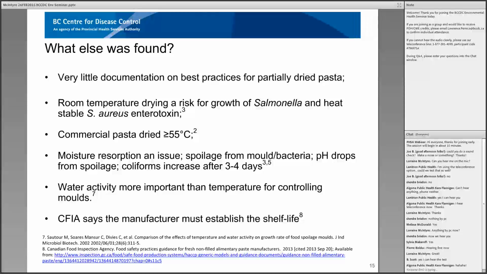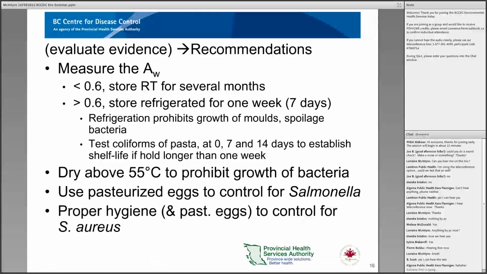But water activity is more important than temperature for controlling the molds. As well, we learned that the CFI says the manufacturer must establish the shelf life. So based on this information, we evaluated this evidence, and these were the recommendations that we gave back to the health inspector. The first thing was the operator should really be testing their water activity.